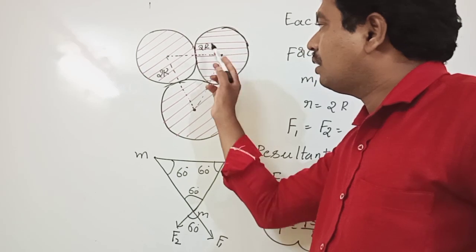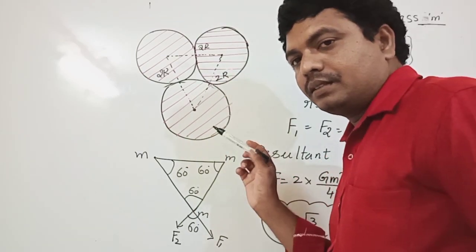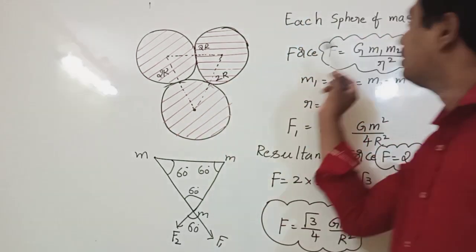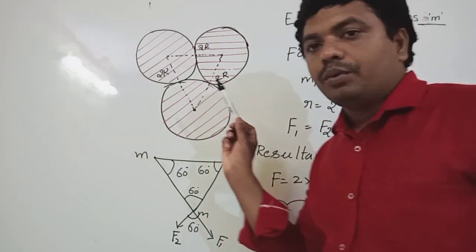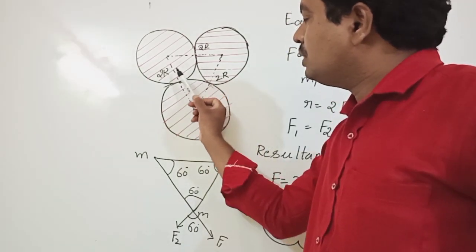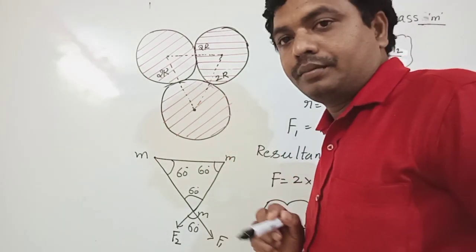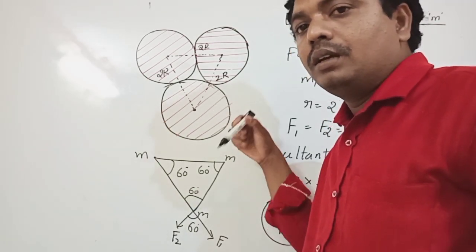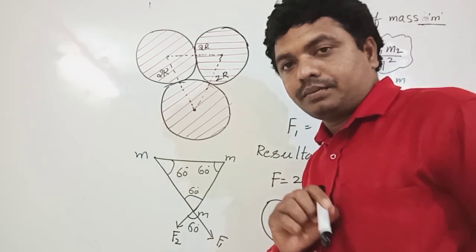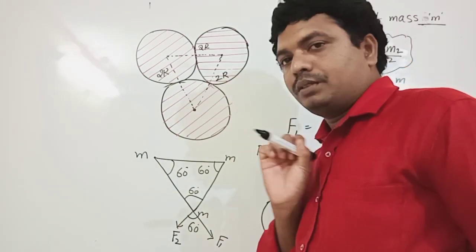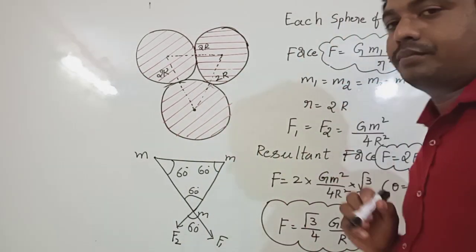Look here, one more problem. There are three identical spheres, each of mass m. These spheres are kept in such a way that each one touches the other. What is the force experienced by one of the spheres due to the remaining two spheres? That is the problem. The mass of each sphere is m.